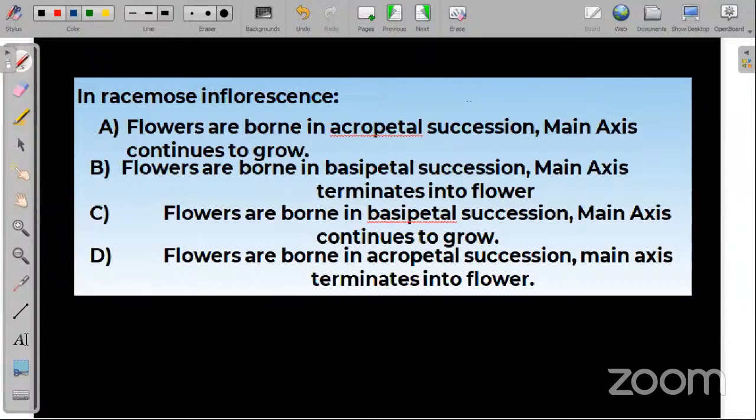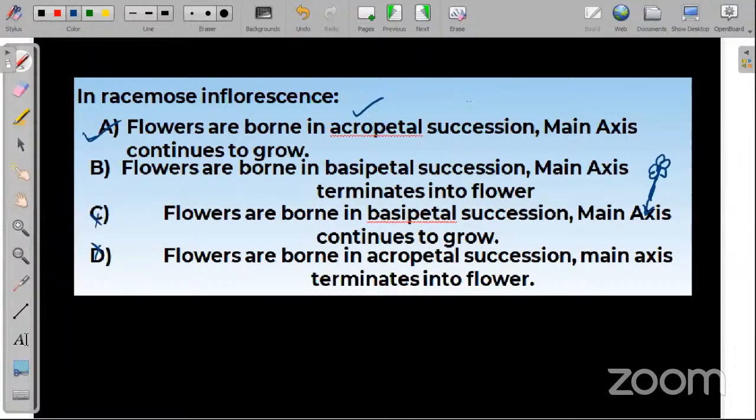And this is your answer. Maximum people chose option A, and obviously option A is the correct option. How is it correct? We already discussed that flowers are borne in acropetal succession, so please remember this word, acropetal. Main axis continues to grow, that is racemose. But in case of cymose, we discussed flowers are borne in basipetal succession and the main axis terminates into flower. That means this axis is developed into flower, and this part is growing on the basal side. Other options are completely wrong.